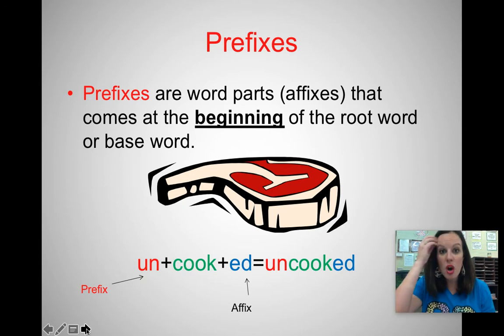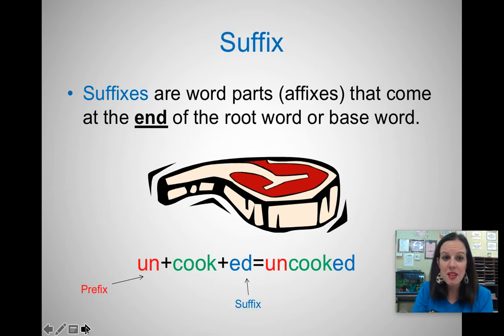So prefixes are word parts, still affixes, that come at the beginning of the root word or the base word. So when we're looking at uncooked, un is a prefix. It comes at the beginning of the word cook. And when we add un to the word cook, we change the meaning of the word cook. Suffixes are word parts too. They are also affixes. And they come at the end of the root word or the base word.